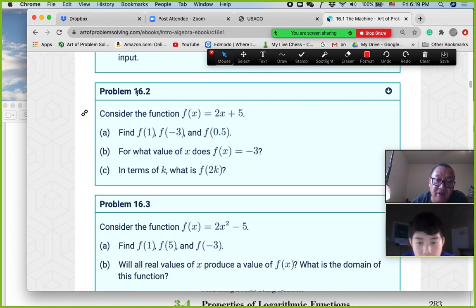Okay. Number 2. Can you read this part? Consider the function f of x equals 2x plus 5. Find f of 1, f of negative 3, and f of 0.5. Can you find f of 1? f of 1 equals what?